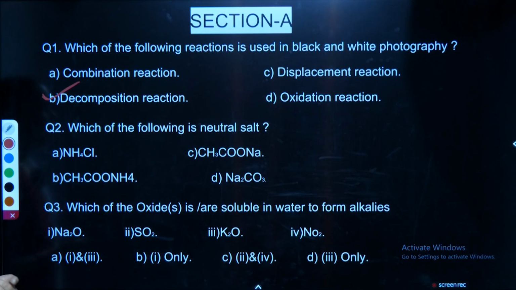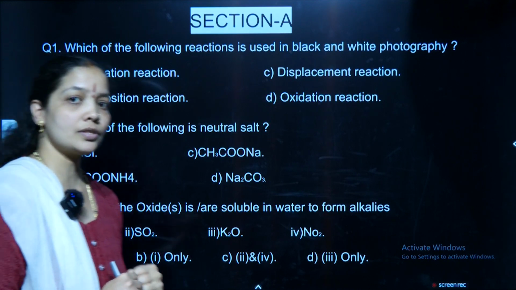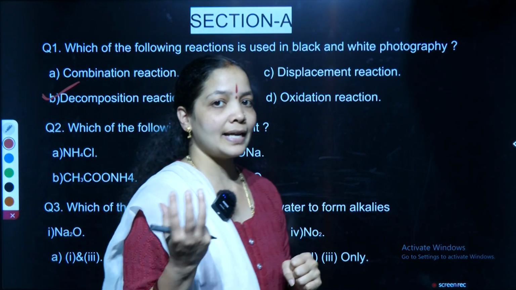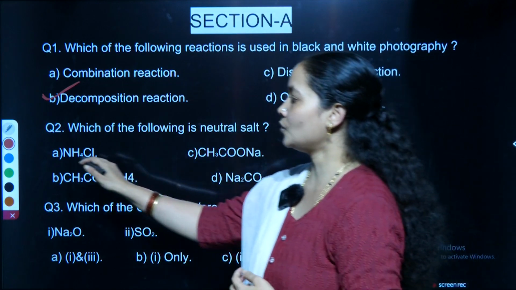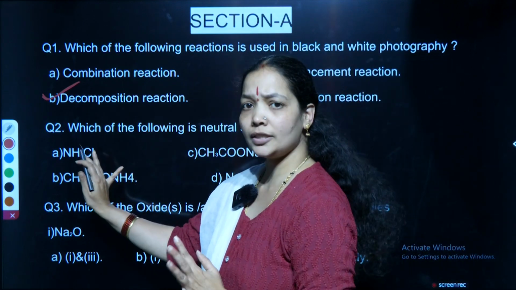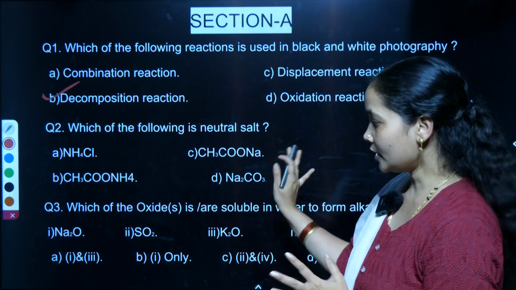Second question, which of the following is a neutral salt? What is a neutral salt? A neutral salt is a combination of an acidic and a basic component. Here I have NH4Cl. This is not a neutral salt. CH3COONa is not a neutral salt.